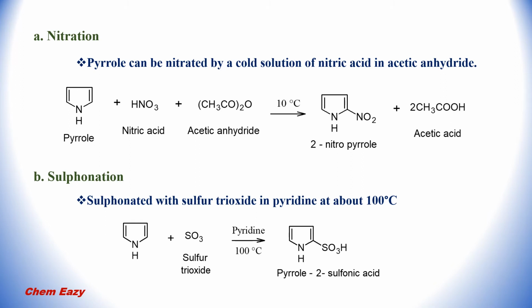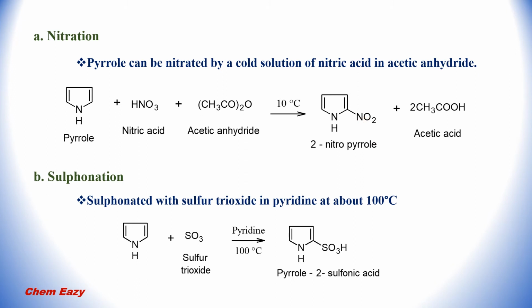Nitration of pyrrole can be done by using a cold solution of nitric acid in acetic anhydride. So here pyrrole nitrated with nitric acid in acetic anhydride at 10 degrees Celsius gives 2-nitropyrrole. Here the second position of pyrrole is substituted with the nitro group, that is the electrophile.